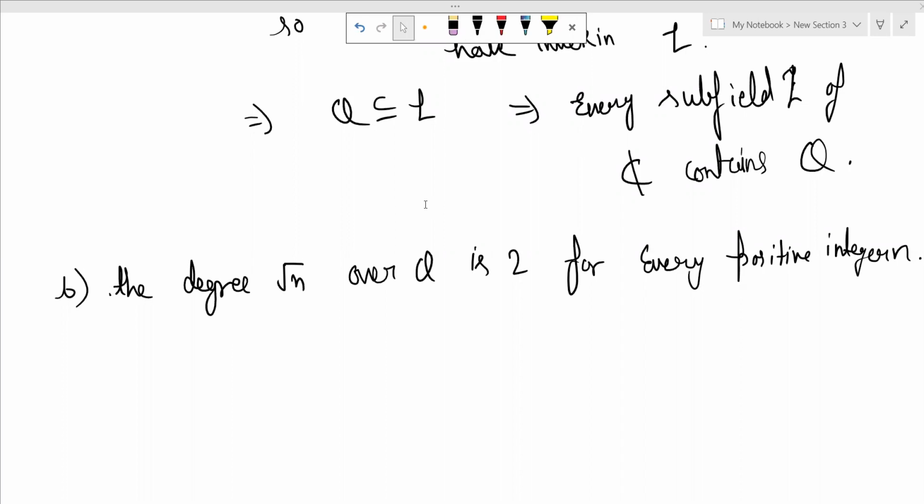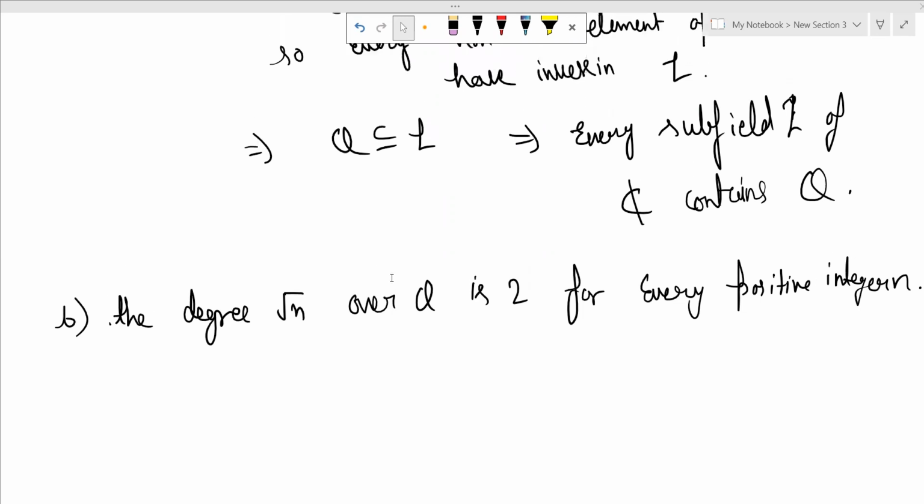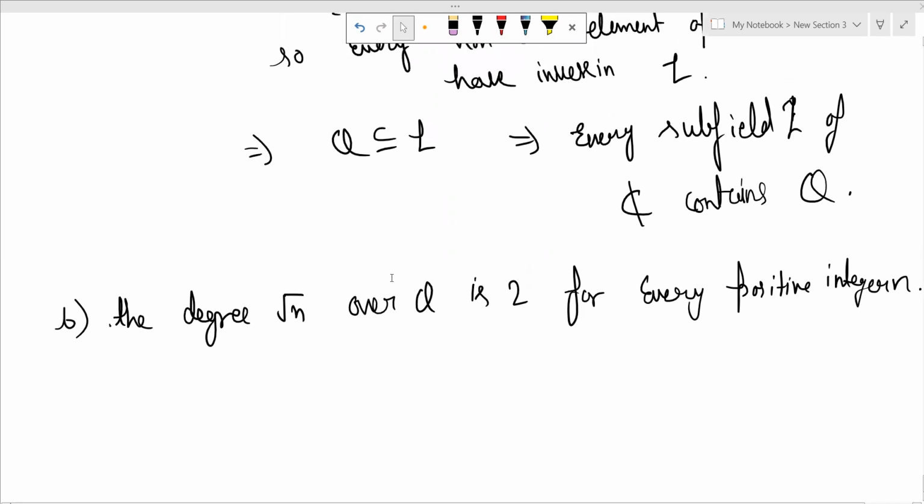What about n equals 4? Any first degree polynomial over Q will be satisfied by root n. Why? Take n equals 4. Root n will be 2. So what? x minus 2 satisfies, right? You have written for every positive integer n. The statement says the degree of root n over Q is 2 for every positive integer n. So I am giving you an integer for which it is not. Take n equals 4.